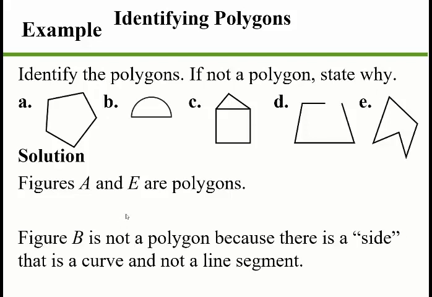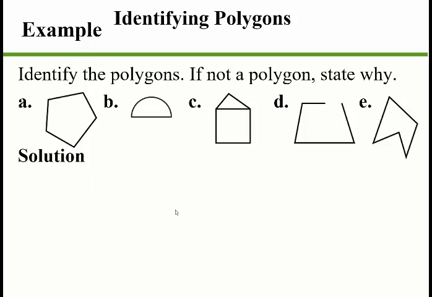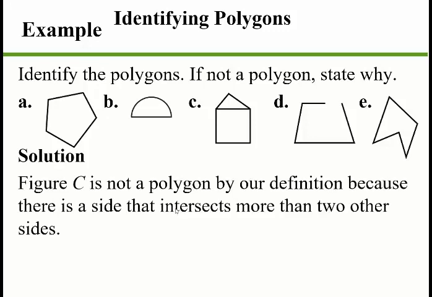Figure B is not a polygon because there's a side that is a curve, not a line segment. So any curve like this would mean it's not a polygon. That leaves C and D to talk about. Figure C is not a polygon because by our definition, there's a side that intersects more than two other sides. Right here, this point has 1, 2, 3 sides that intersect at that point. That means it cannot be a polygon. Same thing over here, 1, 2, 3 sides.